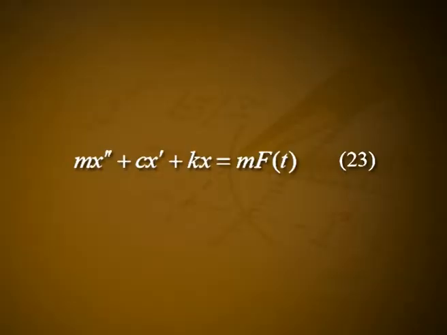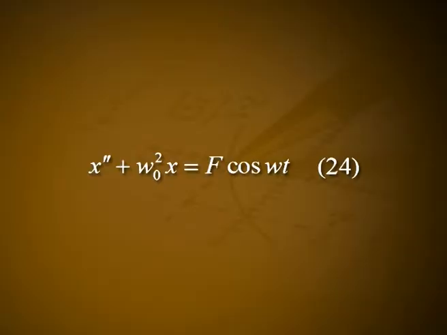Next, we consider the case when there is an external force m f of t acting on the particle. In this case, equation 19 becomes m x double dash plus c x dash plus k x is equal to m f of t. A particular case of interest is given by the model x double dash plus omega naught square x is equal to f cos omega t.